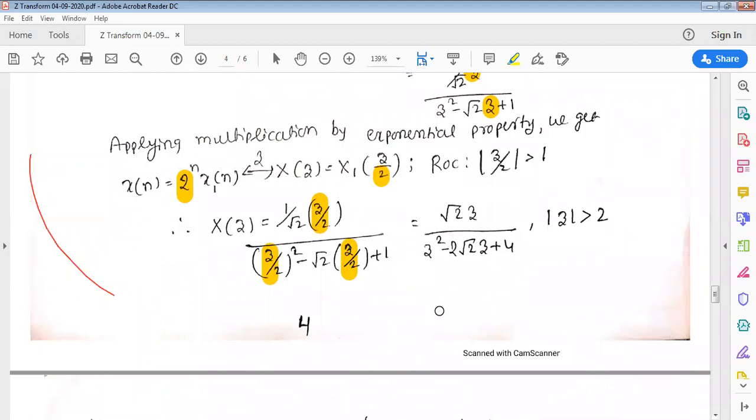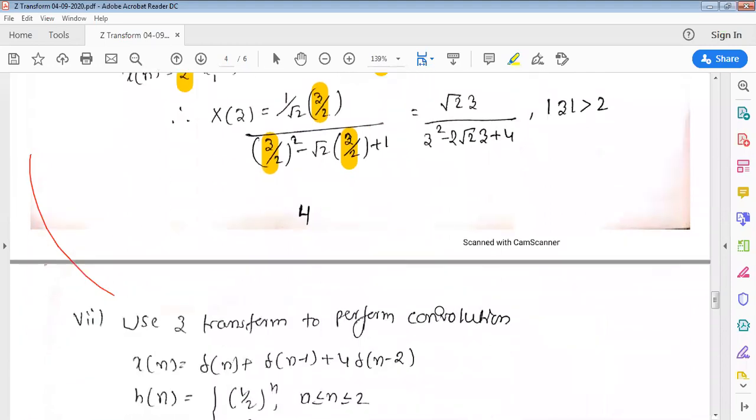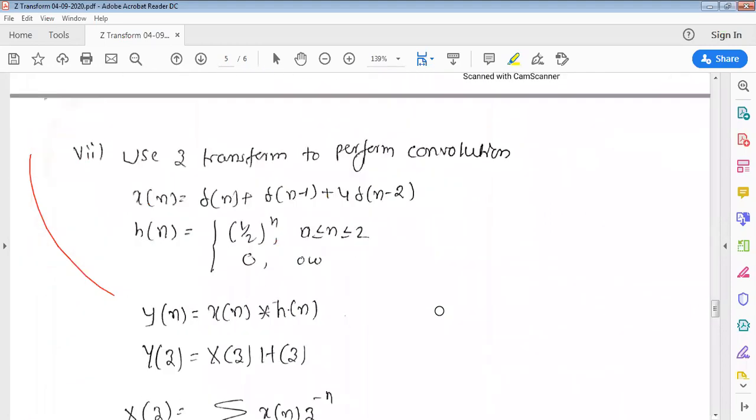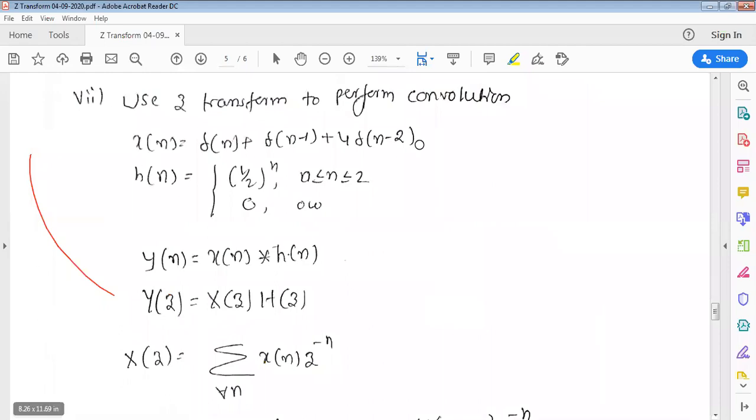Any doubt till now? No, sir. Okay. Now, once again, I'll take a problem of convolution. I'll give two sequences: x of n equal to delta of n plus delta of n minus 1 plus 4 into delta of n minus 2, and h of n equal to 1 by 2 power n for 0 less than or equal to n less than or equal to 2 and 0 otherwise. These two sequences are given and you have to convolve x of n and h of n and obtain the convolved result.